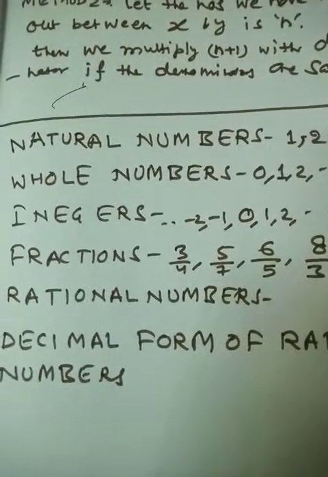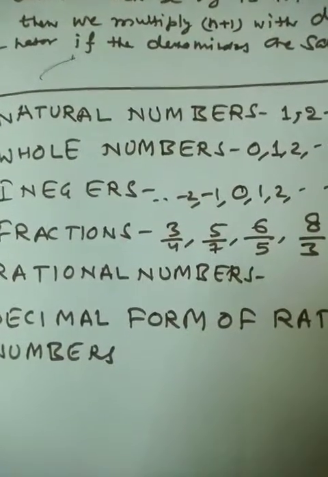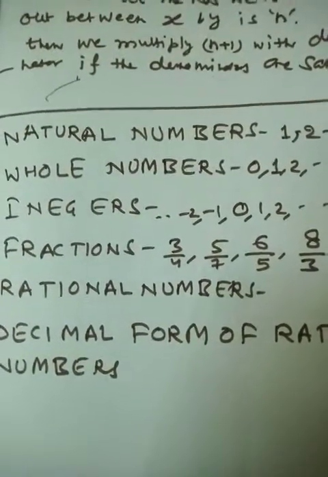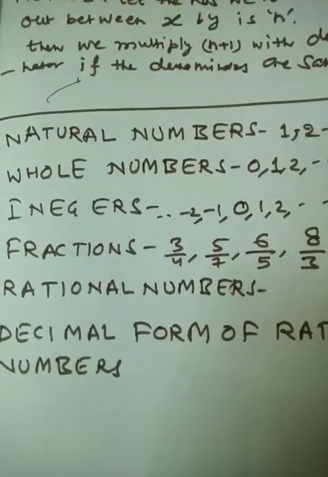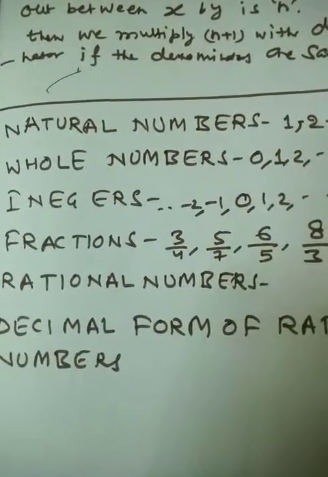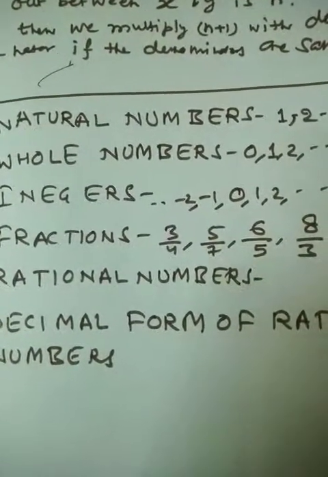Now next is fractions. Fractions means it is not a whole number. Fractions means a part of a whole. Okay, that we have read in earlier classes. The part of a whole is called a fraction, such as 3 by 4, 5 by 7, 6 by 5, 8 by 3.